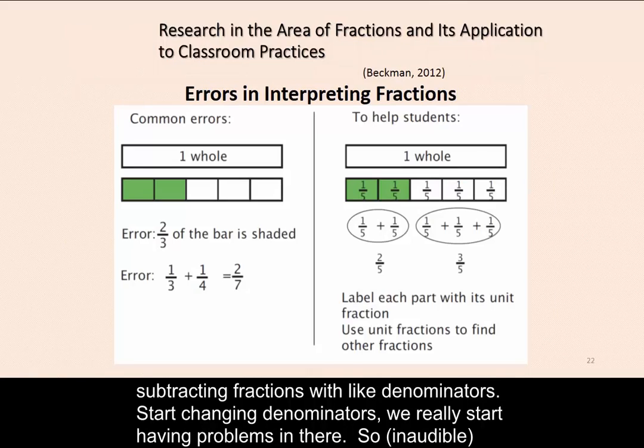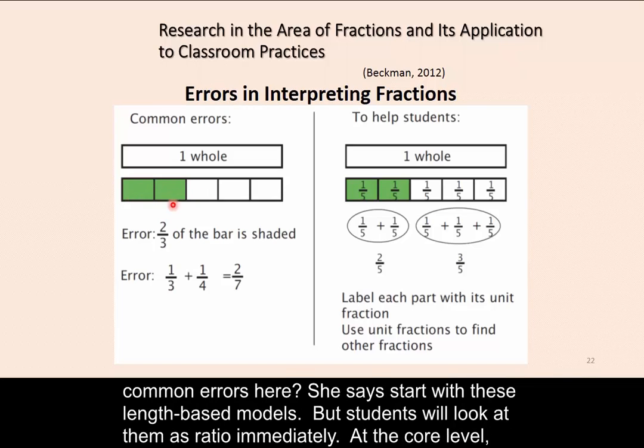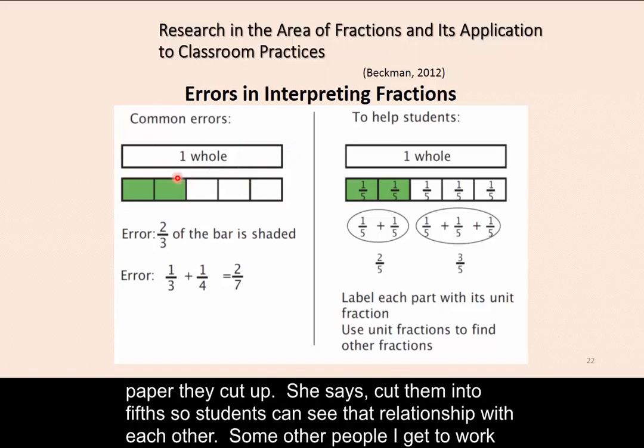So, Sybilla Beckmann, a friend of mine at University of Georgia, a mathematician, has done some work, and she's talking about what are some of the common errors here. She says, start with these length-based models, but students will look at them as ratio immediately. At the core level, we've got to start with a whole, not a one, but a whole. And you can tell that she's already working with fraction strips here, right? Little strips of paper have been cut up. She says, cut them into fifths so students see that relationship with each other.